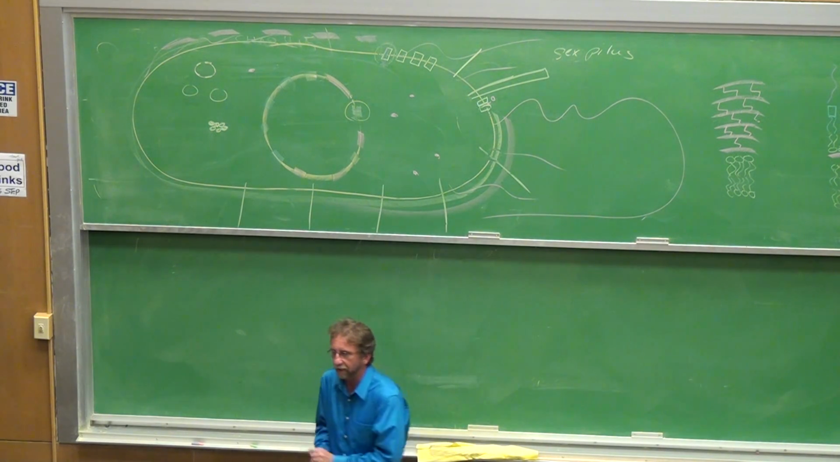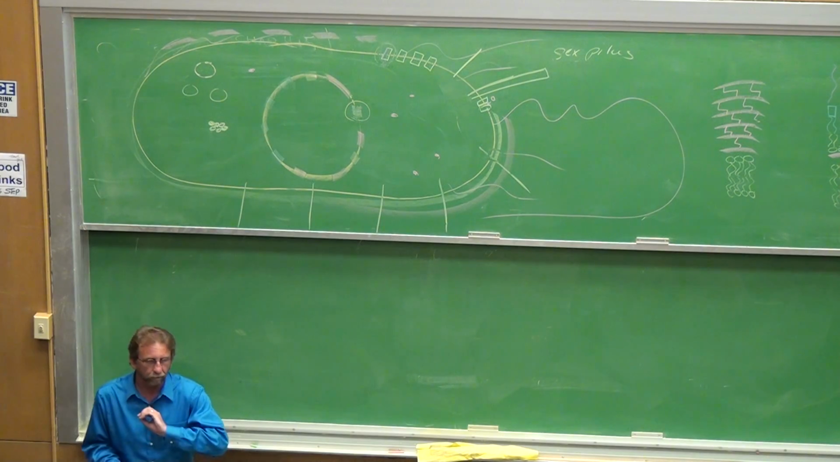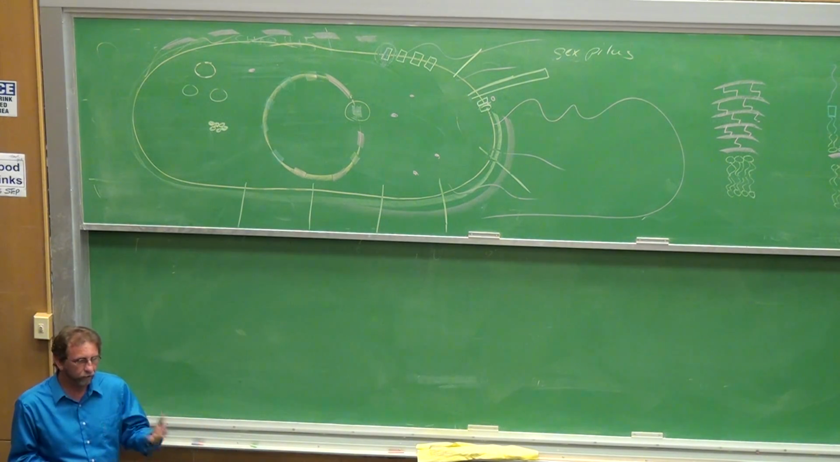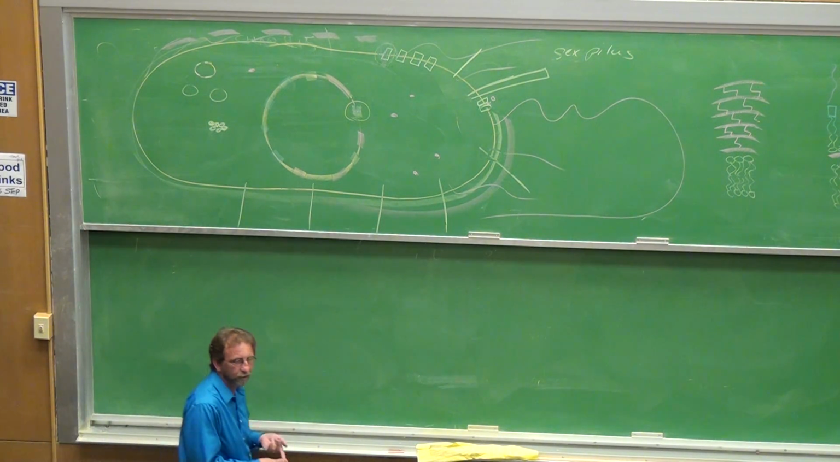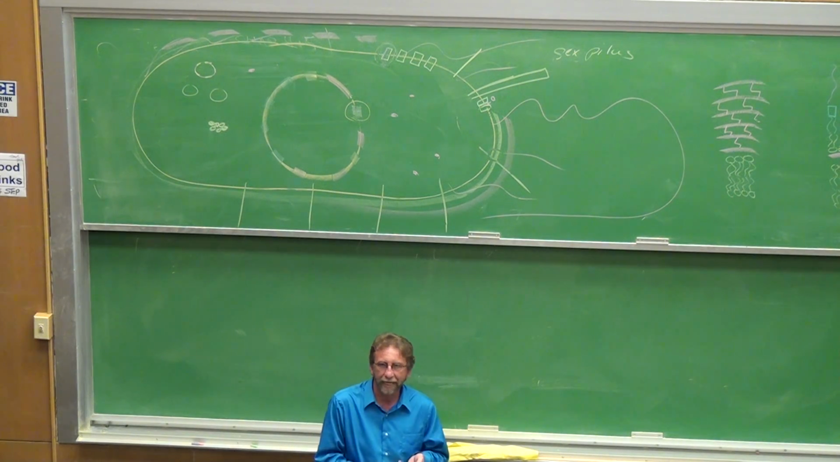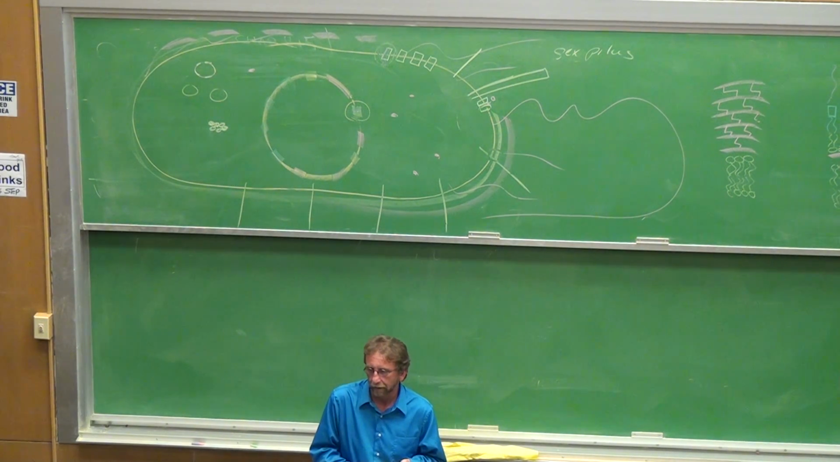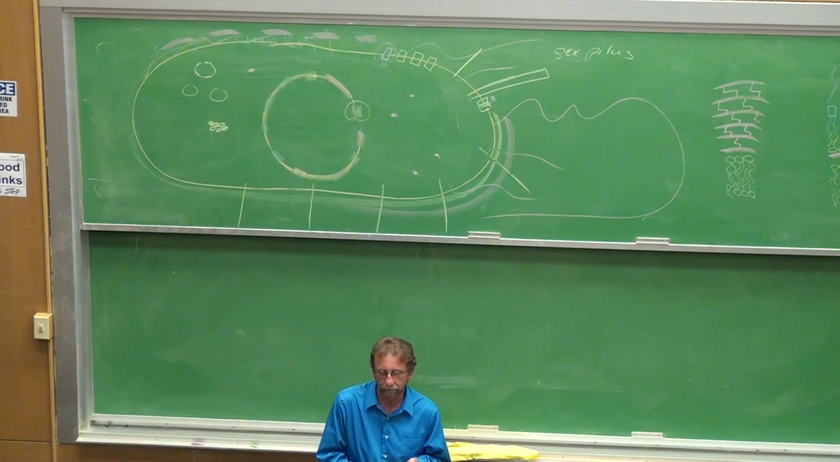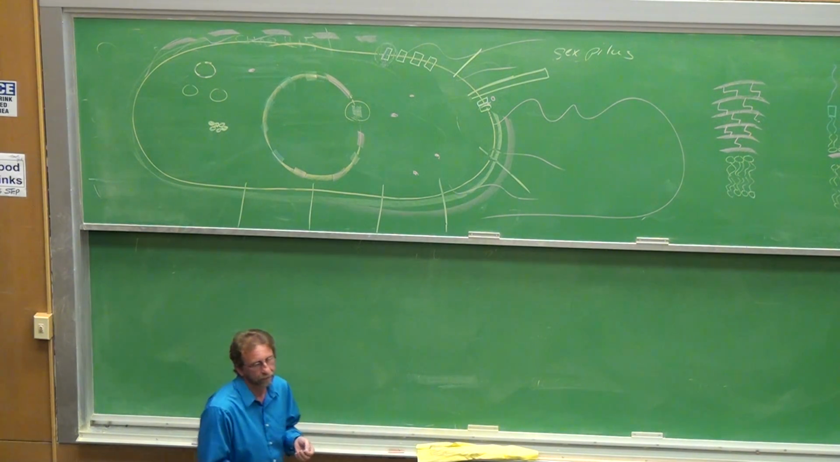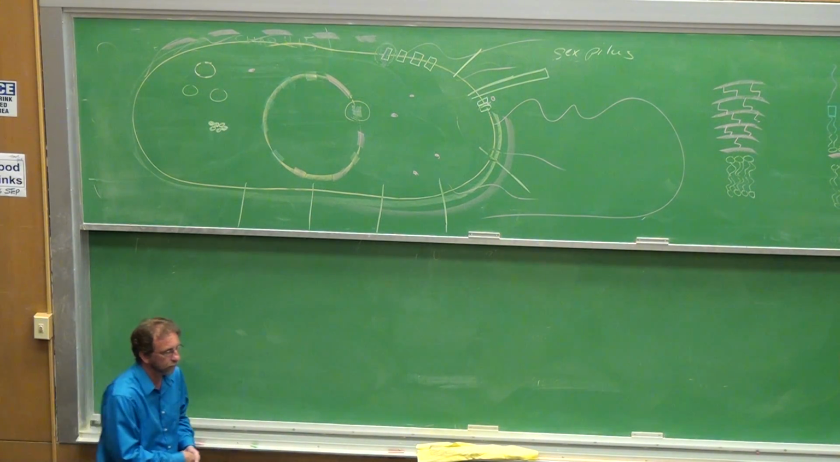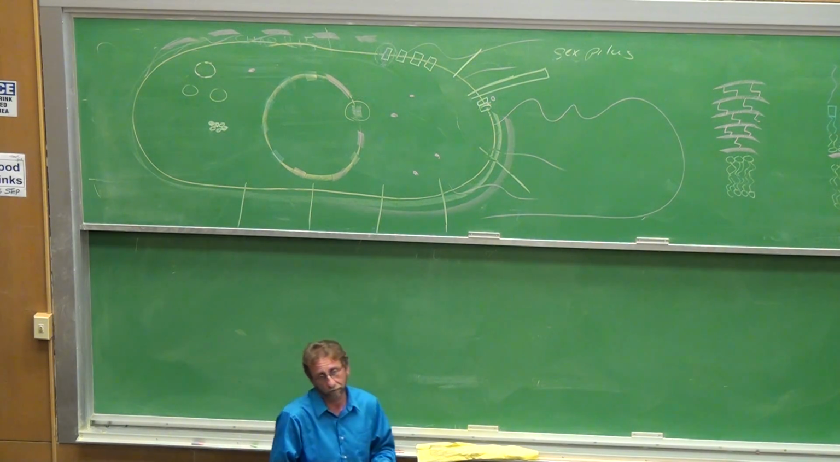Some of the things that can affect the movement: molecules in the microenvironment. We talked about chemotaxis, aerotaxis, phototaxis. So things that will attract the microbe or maybe repel the microbe.